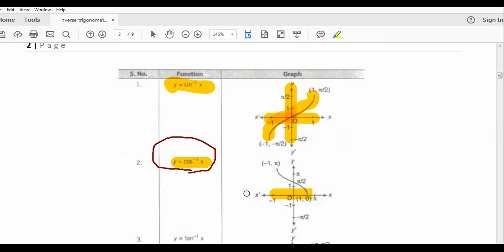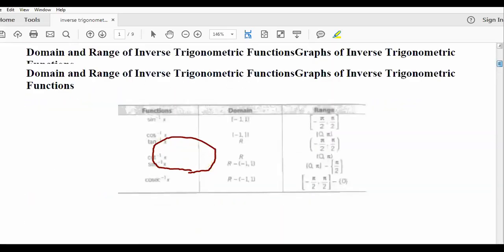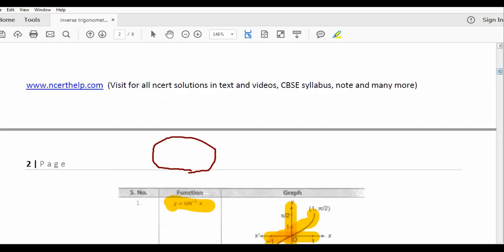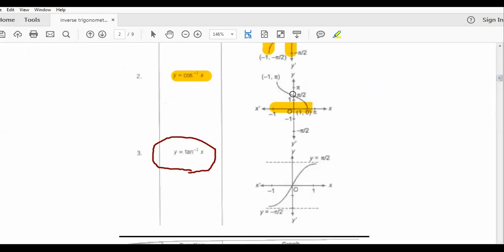And what is the range of this function? Yesterday we discussed the range of this function. Look here. The range of the function is 0 to pi. Okay. Means the graph will be in the positive direction only. There is no negative value in the graph along the y-axis. Is it clear?